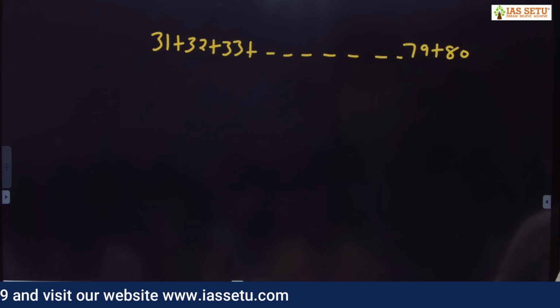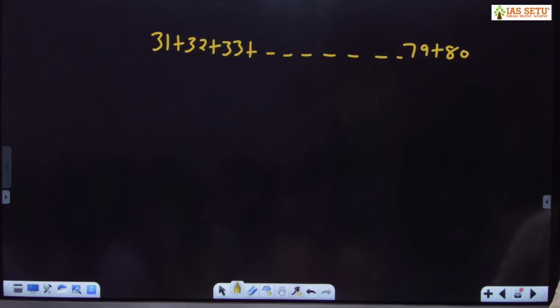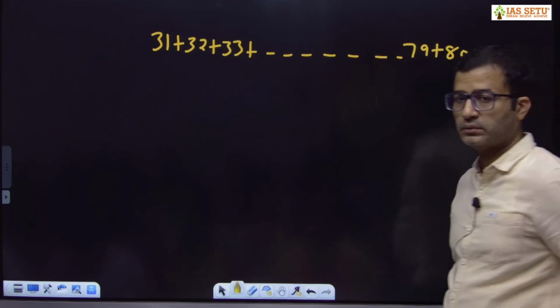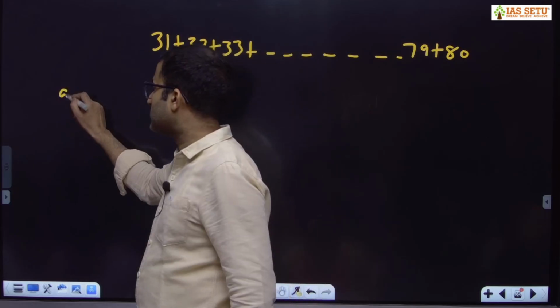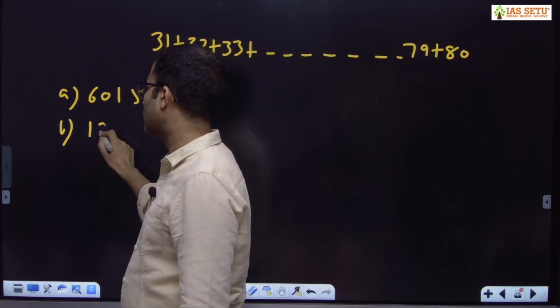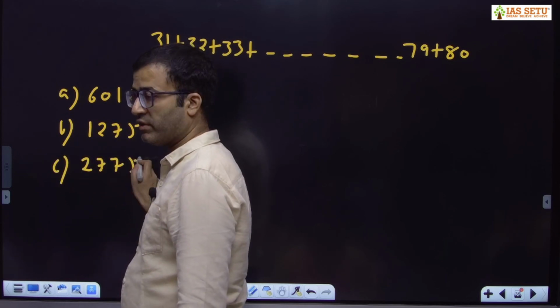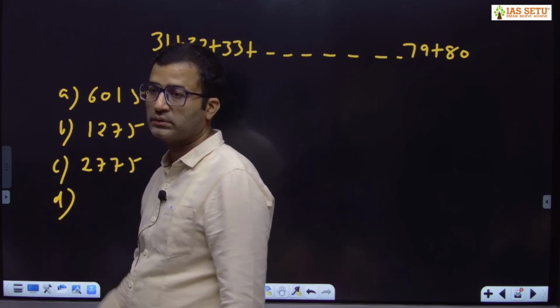हाँ जी, 1275. अच्छा, 2775. अच्छा क्या आया? 6015, एक आंसर आया. 1275 एक आया, 2775. और कुछ आया?